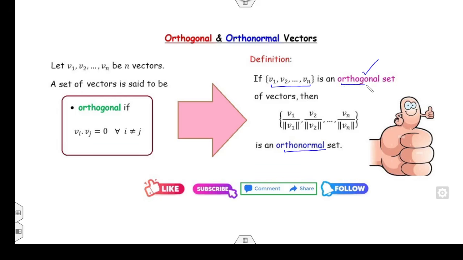If they are not an orthogonal set, then you cannot use this definition. Fine. So whenever they are not orthogonal, you can never make them orthonormal by using this definition. We can handle that using the Gram-Schmidt process, which comes later on.